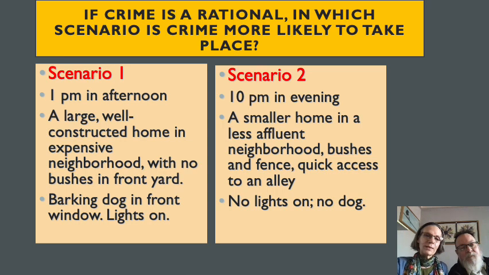In scenario two, it's in the evening, 10 p.m. It's a smaller home in a much less affluent neighborhood, and there are bushes and a fence, so you might evade detection because of the bushes, but there is a fence that you might have to jump over. But there's also an alley at the back of the house, and so you can get out of there pretty quickly. The lights are off. No dog. Okay. All right. So based on those two scenarios, which of those two houses are you most likely to burglarize?